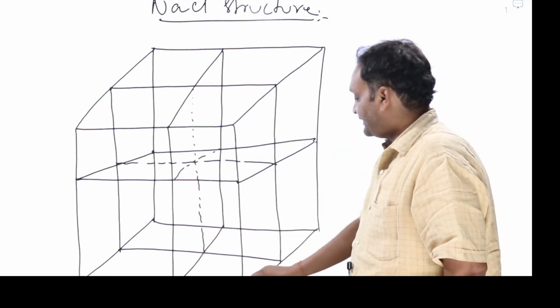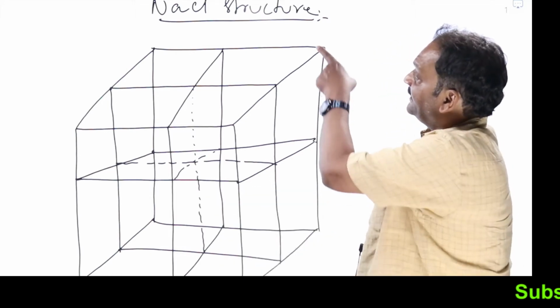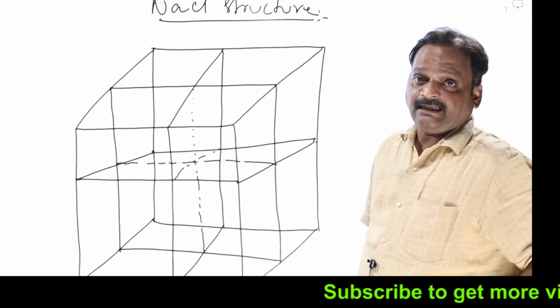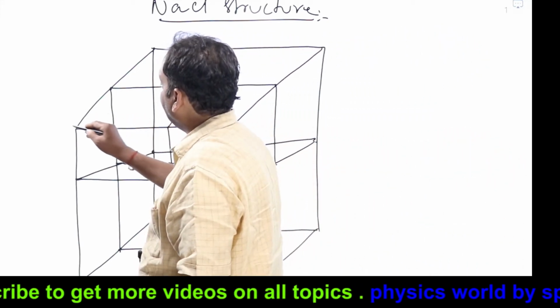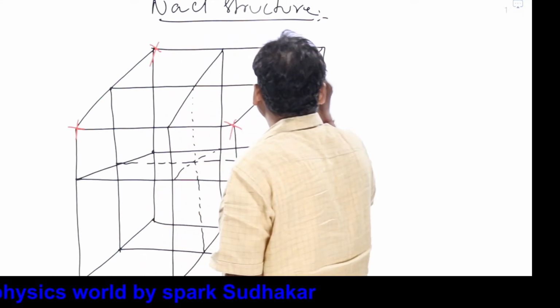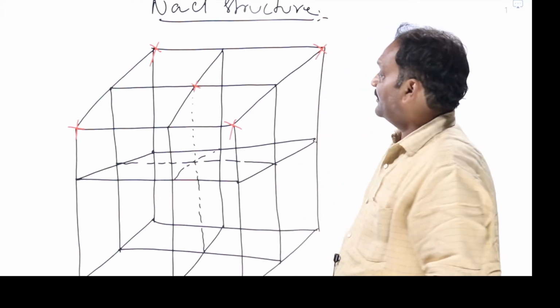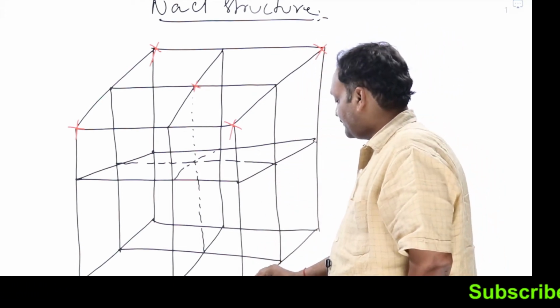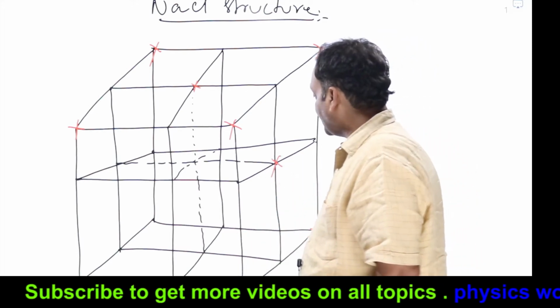Now, where do I place atoms here? It contains both Na+ ions and Cl- ions. On the 8 corners and the face centers, you first arrange Na+ ions. Means Na+ ions, you arrange them in face centric structure like this. Face centric structure means what? We'll have 8 atoms on the 8 corners and 1 atom at the center of each face.